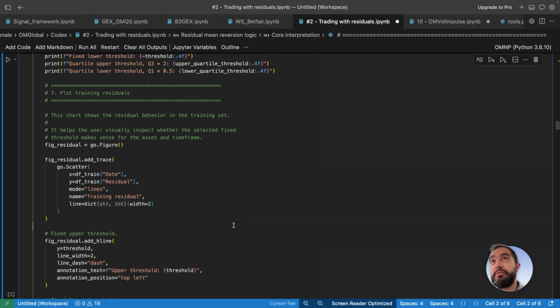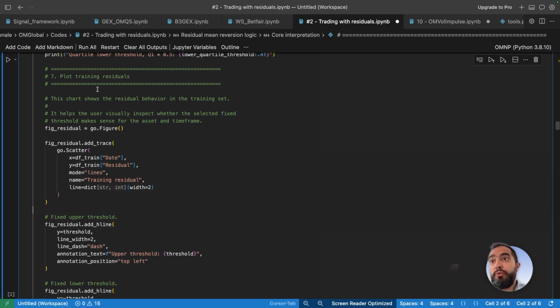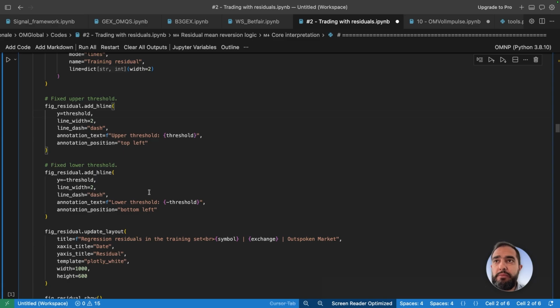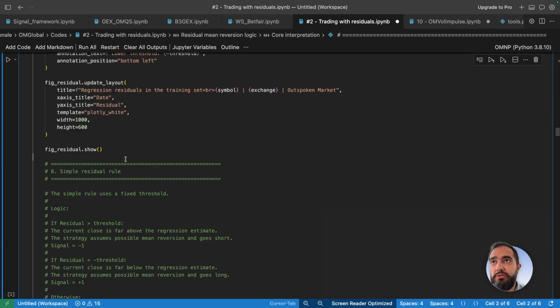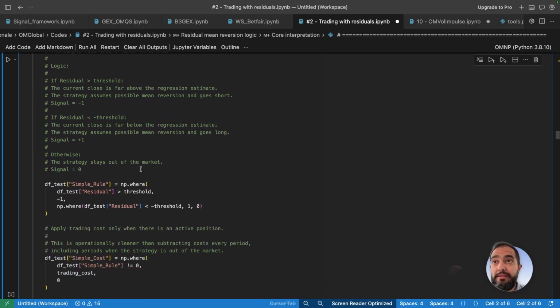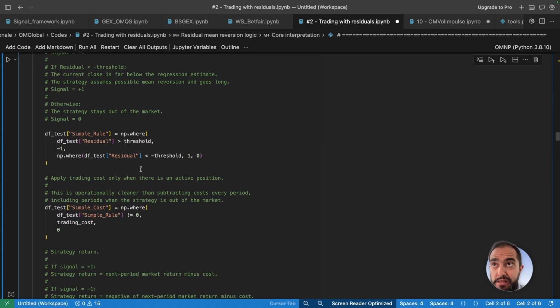I do have some assumptions that you have some familiarity with Python, and at least you know what a linear regression is, even without being an expert. You don't need to be an expert to follow this code and the things that I'm doing. So we plot the residuals, so we get them. We plot for the training piece, and we use Plotly because it's a nice framework for building the charts. We show them. Then in step number 8, we apply the residual rule. That is the simple rule of manually setting what the threshold will be.